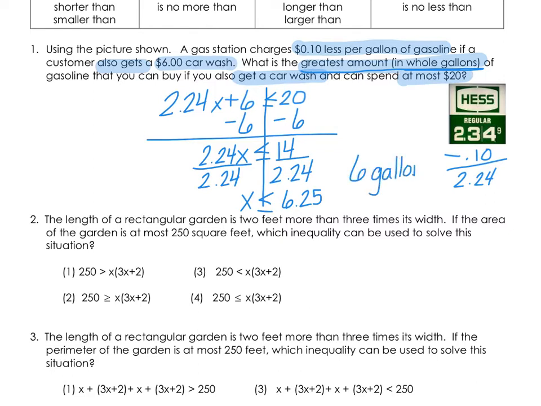6 falls in my inequality though. It's less than or equal to 6.25. That's the biggest whole number of gallons. Okay, let's try another one.